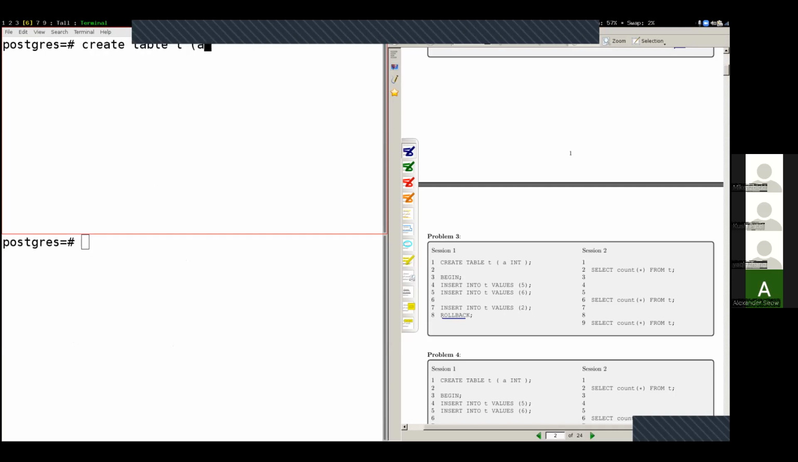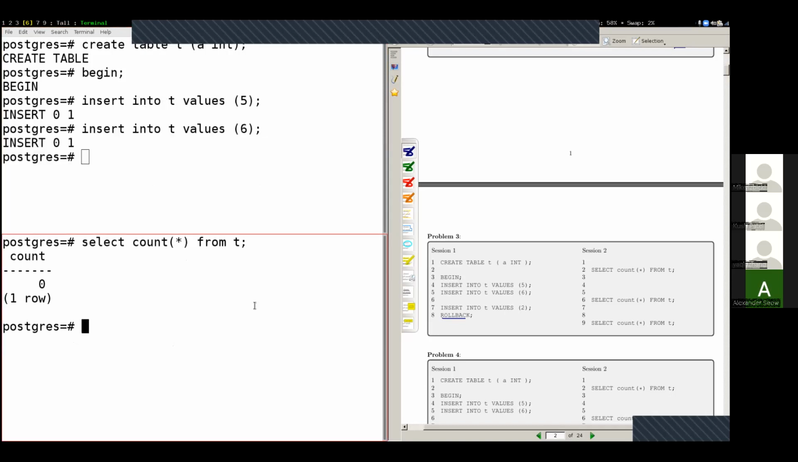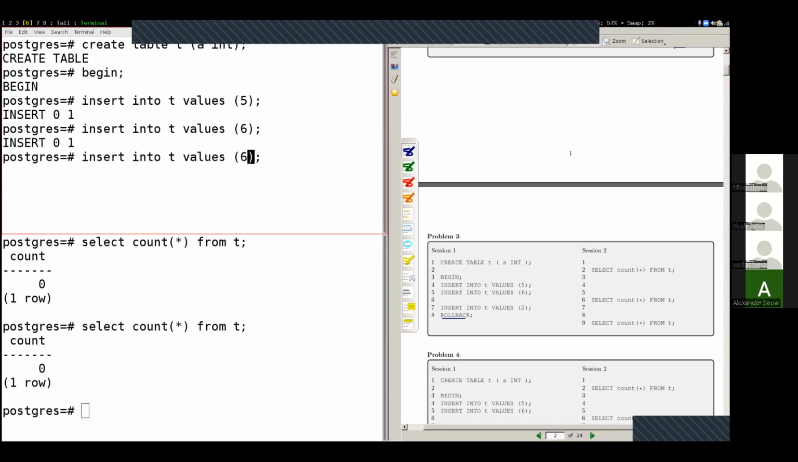We'll do problem 3 now. So create table T a int, and then down here select count star from T, 0. Up here, begin my transaction, insert into T values 5, values 6, rerun the select count star. We're still in the transaction, so nothing happens. Up here, let's add another insert 2. So I've done everything from lines 1 up to line 7 now. The key difference between problem 3 and problem 2 is line 8, where we have the rollback. Now if I type rollback right here, this is like undo everything, and we're no longer in the transaction up here.